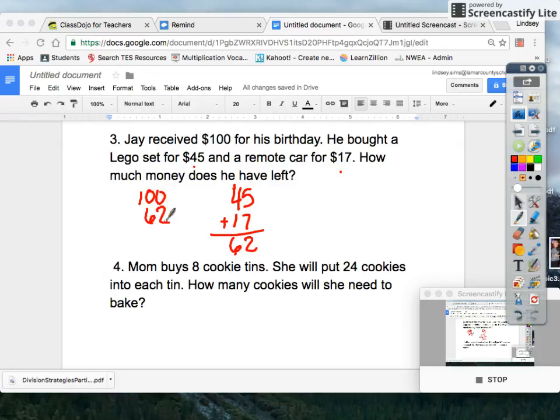Or some students did 100 minus 45 and stopped right there. They didn't finish all the way. So 100 minus 62 is 38. So he would have $38 left.